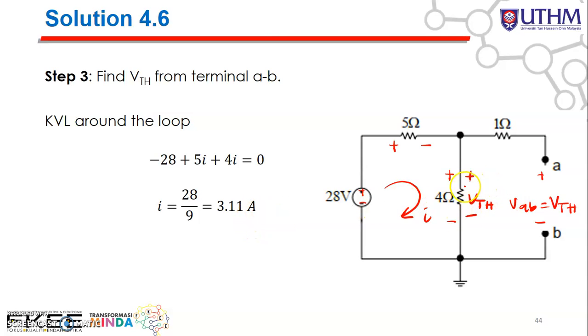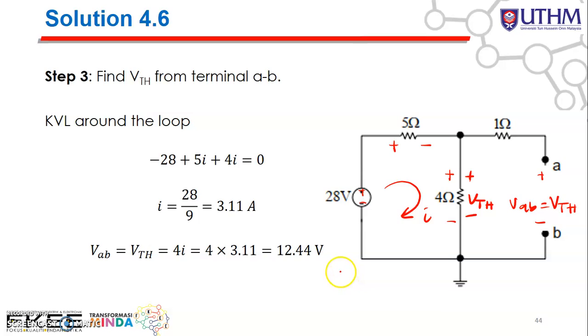And then now you need to find the value of V Thevenin. So V Thevenin, voltage across here, is equal to 4 multiplied with I. You just apply the Ohm's law. Okay, so V Thevenin will be equal to 4I. I is 3.11, so 4 multiplied with 3.11 will be equal to 12.44 volt.